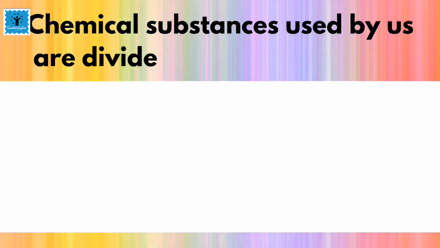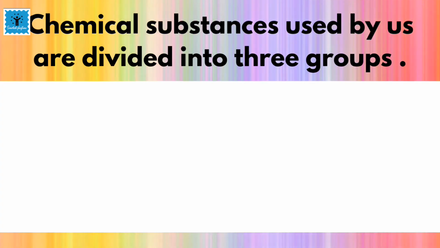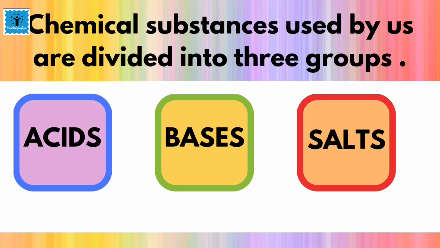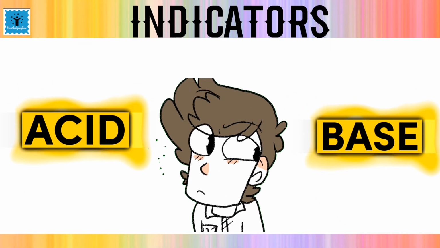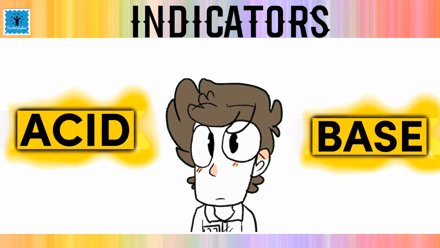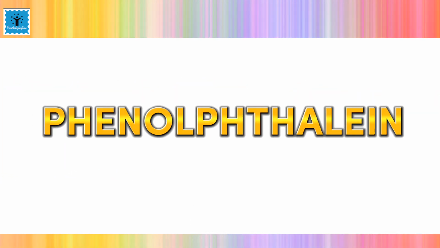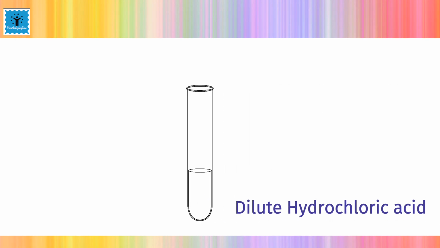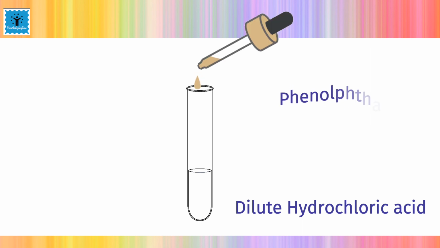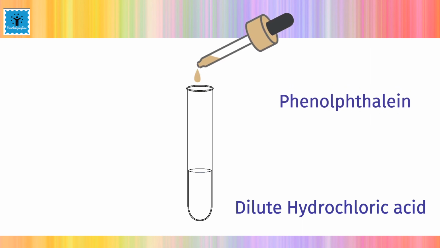Chemical substances are divided into three categories: acids, bases, and salts. We use indicators to find out whether the substance is acidic or basic in nature. Phenolphthalein is one such indicator. Fill 1/4 of a test tube with dilute hydrochloric acid and add 2-3 drops of phenolphthalein to the acid.